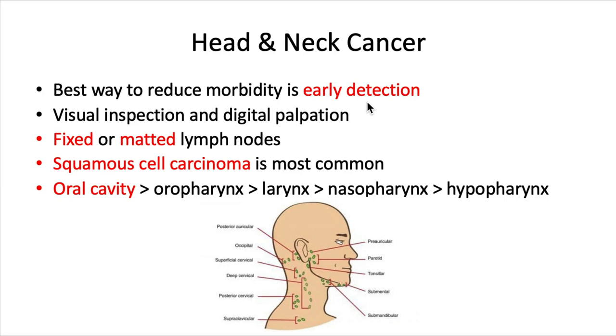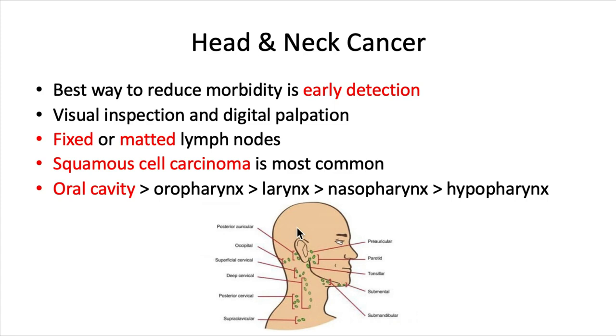This includes visual inspection and digital palpation intraorally, as well as all of the lymph node regions. And we're specifically looking for fixed or matted lymph nodes. So fixed means that they're non-movable, and matted means that there's a bunch of lymph nodes that are kind of stuck together and they move together as one single unit.